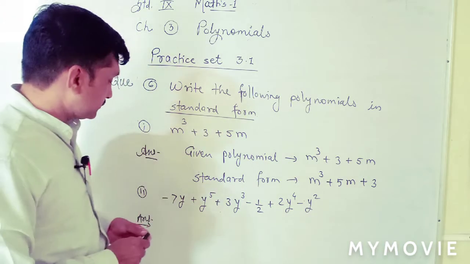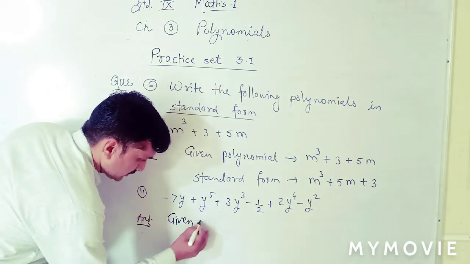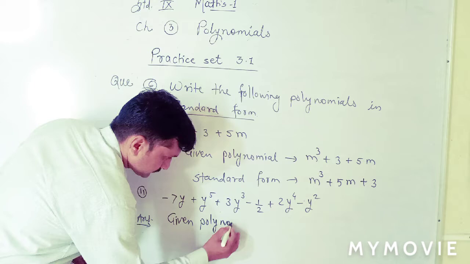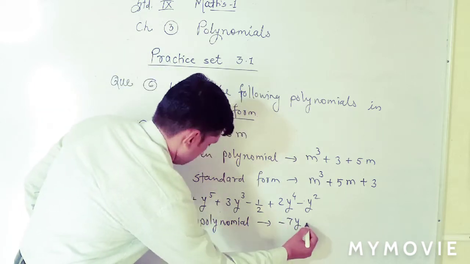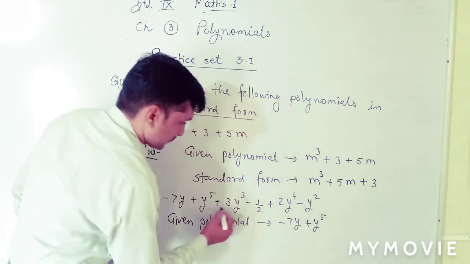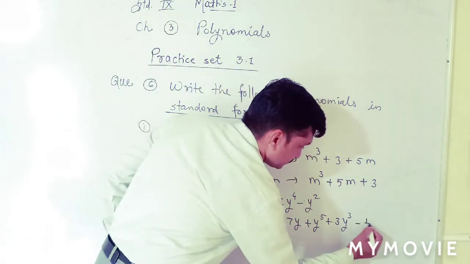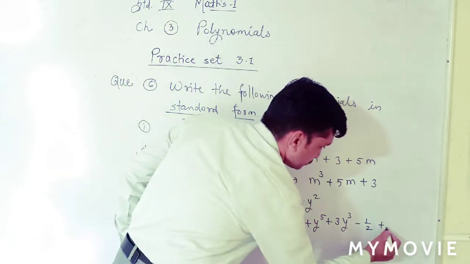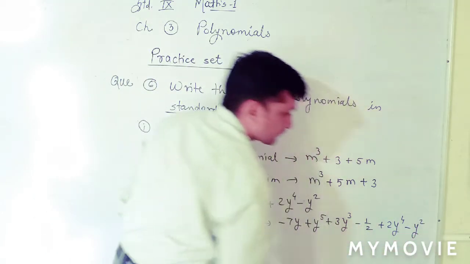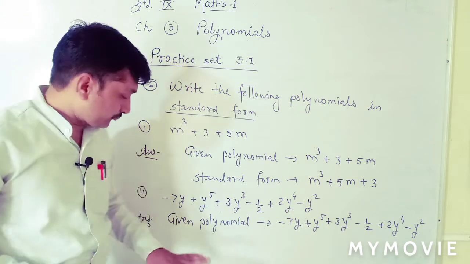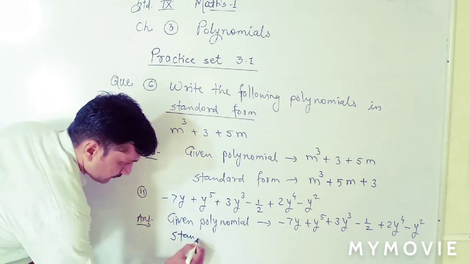Let's see the second polynomial. The second given polynomial is this. First I write the given polynomial as it is. Given polynomial: minus 7y plus y raised to 5 plus 3y cube minus 1 upon 2 plus 2y raised to 4 minus y square. See, first we wrote the given polynomial as it is, and now the standard form.